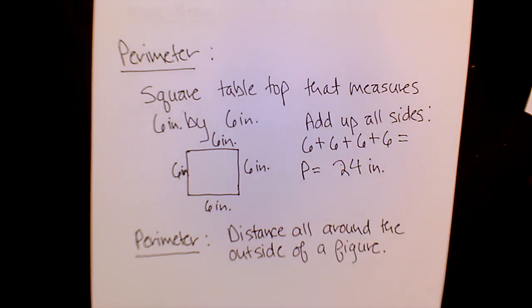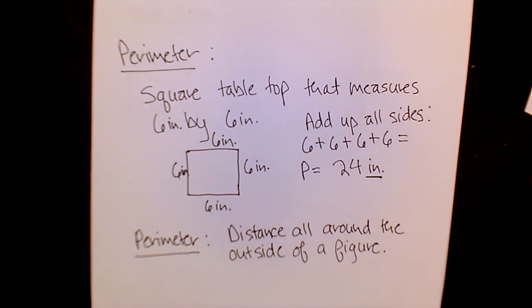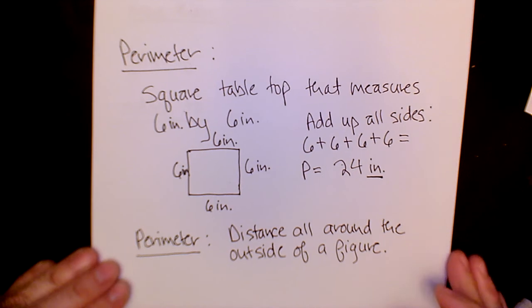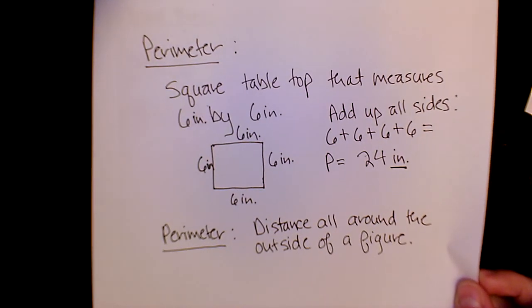Instead of writing out perimeter, you can write a big P if you want. So the perimeter for that square is 24 inches. And always put your specific type of measurement with it. If it's in feet, make sure you have feet. If it's in inches or meters or centimeters, make sure you write that down with your final answer. So all we're doing is adding up all the sides. That's all we're doing. Let's try another one for perimeter.